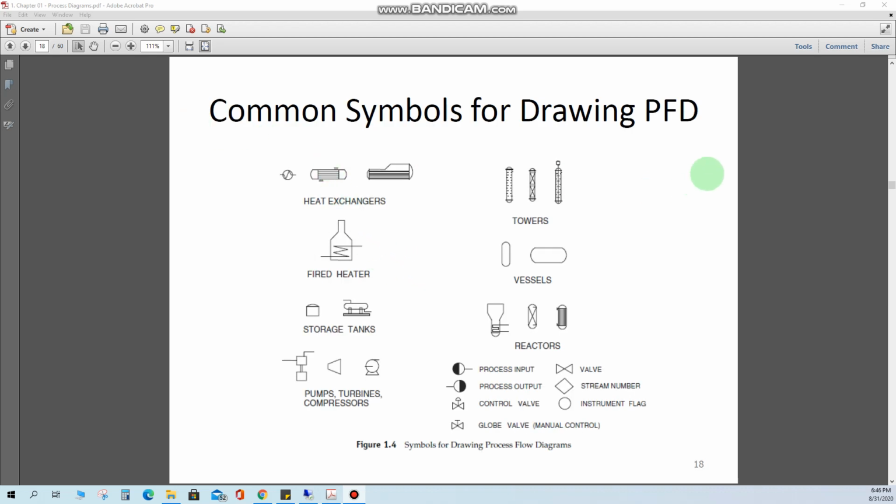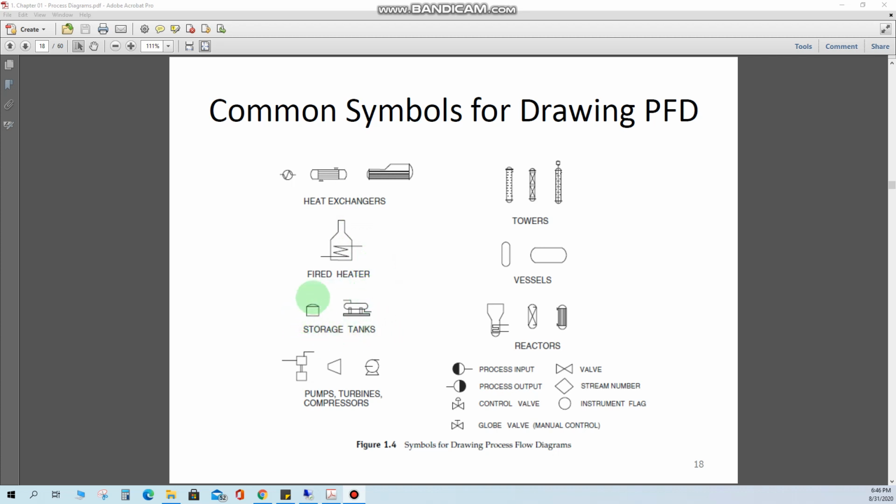Before going to those rules, let's see some of the common symbols that we can use for the process flow diagram. The heat exchangers can be drawn in this form. Each of these heat exchangers represents a different type of heat exchanger. So depending on the process, you should have information about which kind of heat exchanger you are going to use in the process. If you're using the fired heater, then this is the shape of the fired heater.